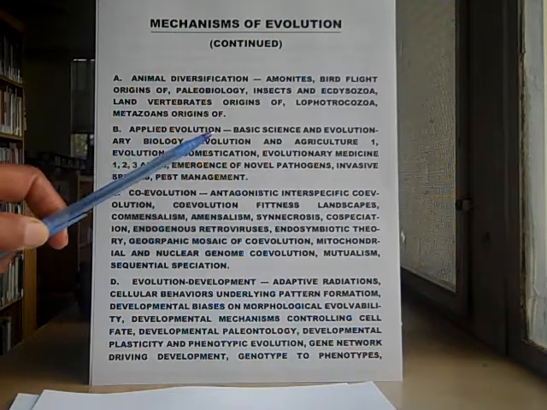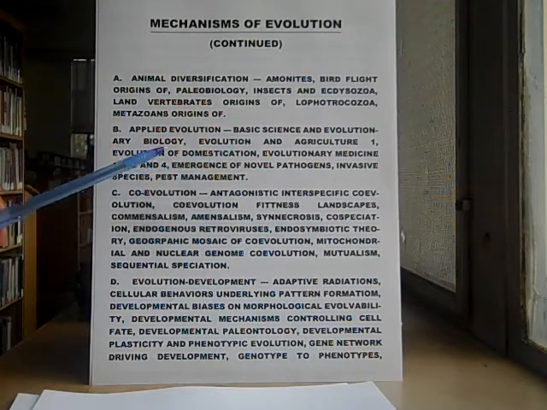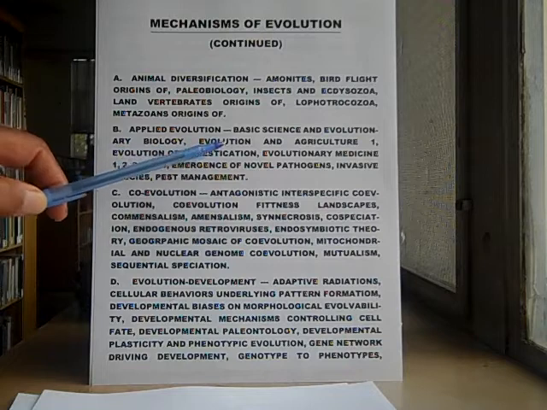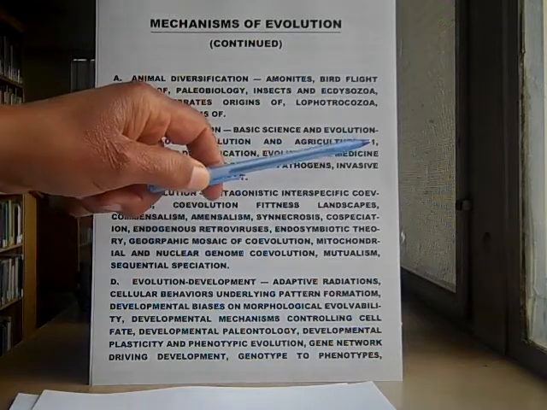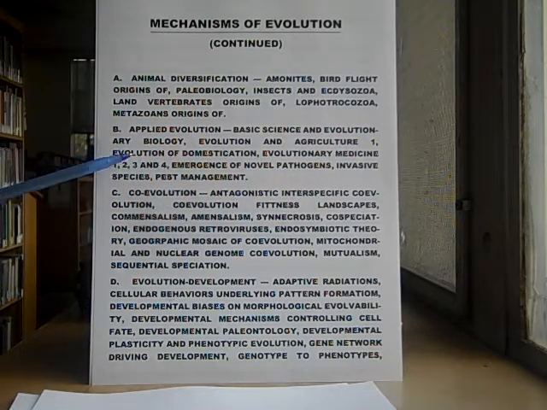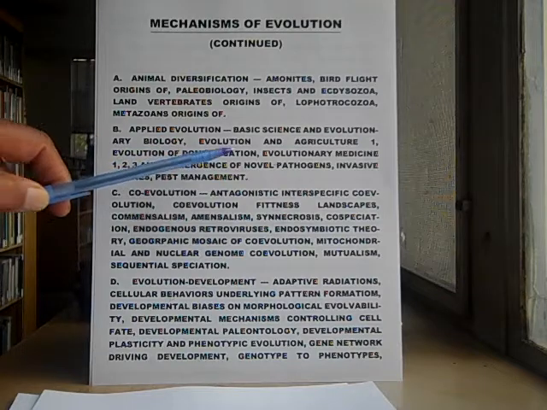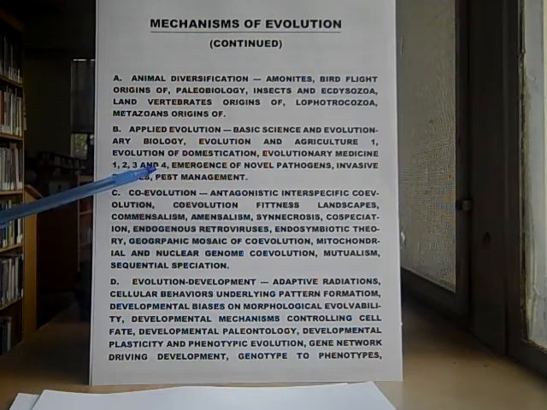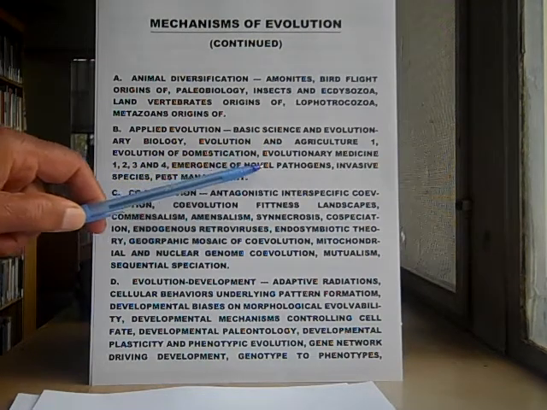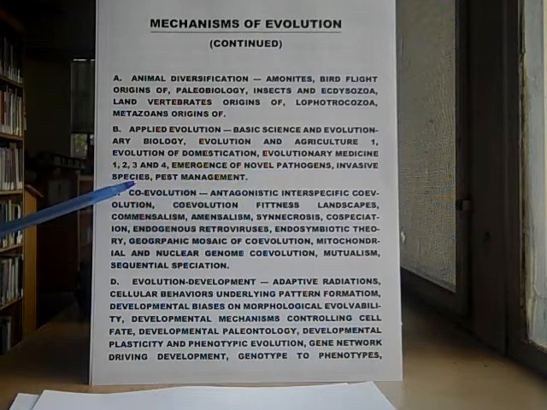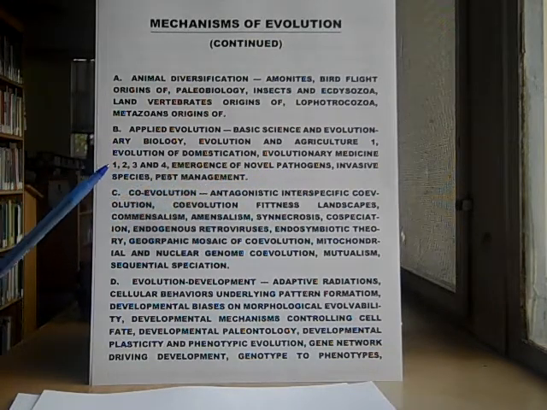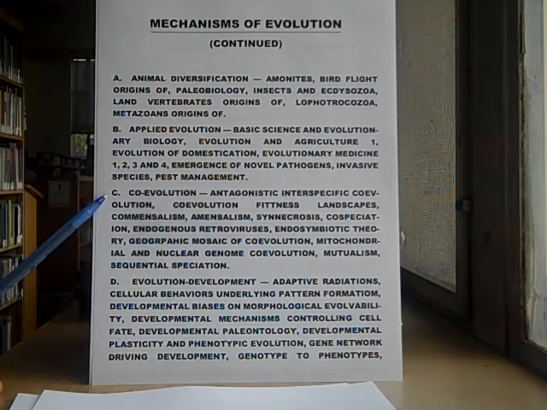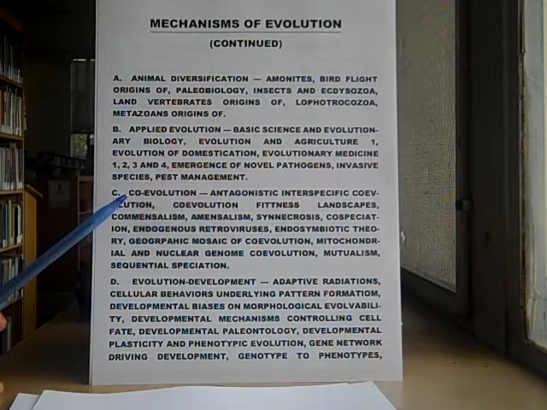Applied evolution includes basic science and evolutionary biology. Evolution and agriculture, number 1. Evolution of domestication. Evolutionary medicine, number 1. Evolutionary medicines 1, 2, 3, and 4. Emergence of novel pathogens. Invasive species. Pest management. We'll go to C now of mechanisms of evolution.